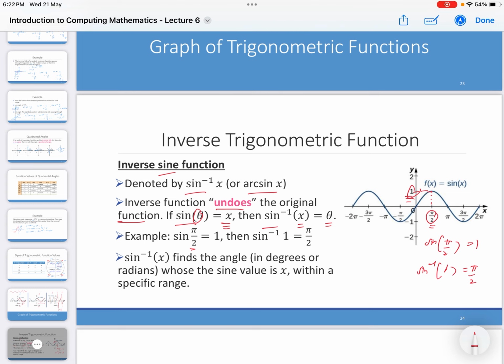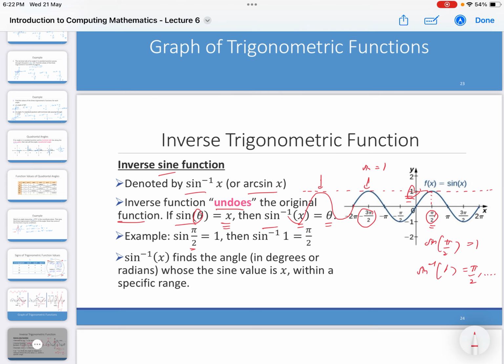But if you look at this, if we draw the line at 1, this one also gives us 1. The sine equals 1 where the angle is negative 3 pi over 2. Since the function is periodic, with a repeated pattern like this, we can find infinitely many angles that give sine equal to 1.